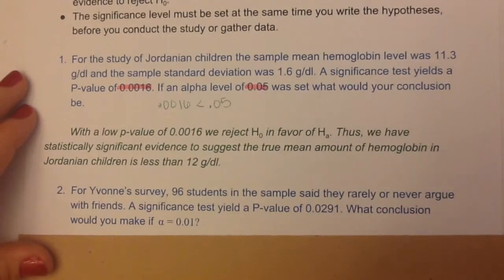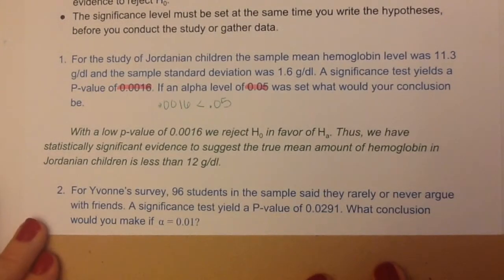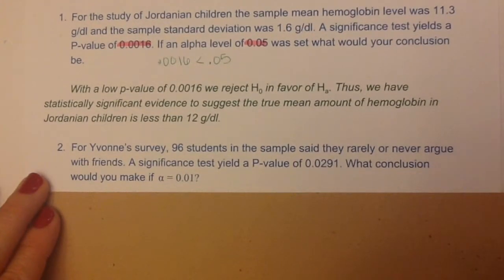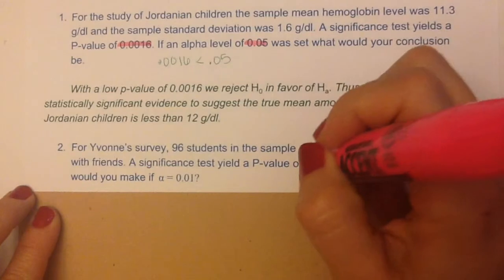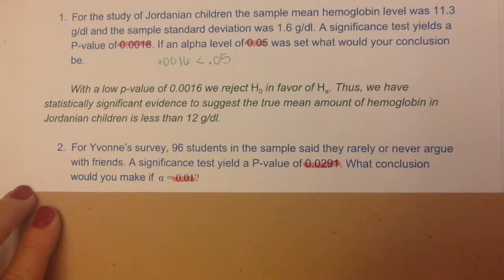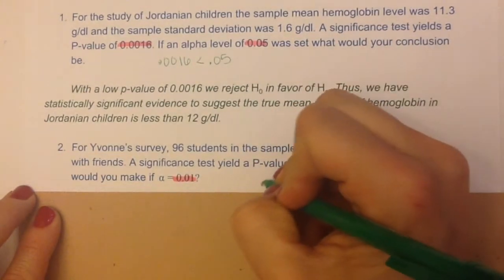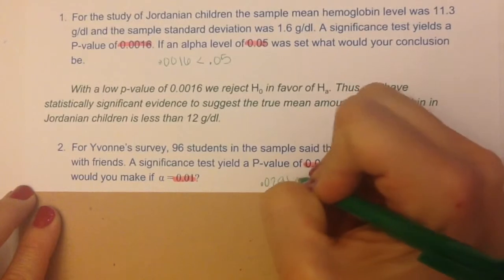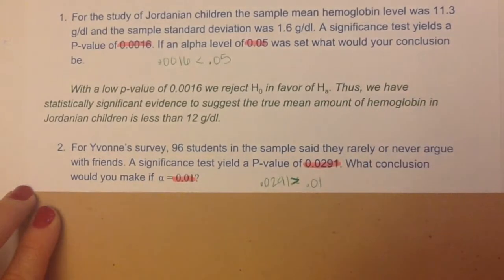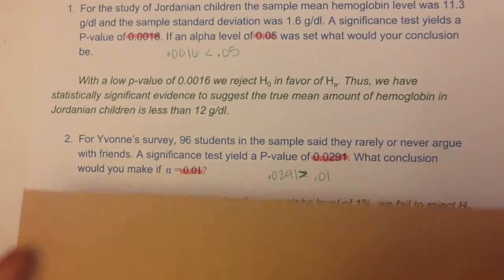And another example. For Yvonne's survey, remember that was the one about whether or not you argue with your friends? 96 students in the sample said they rarely or never argue with friends. A significance test yields a p-value of 0.0291. What conclusion would you make if alpha was equal to 0.01? So we're going to take this p-value and we're going to judge it against this alpha level. 0.0291 is nearly 3%, which is definitely greater than 1%. So when our p-value is high, we fail to reject.